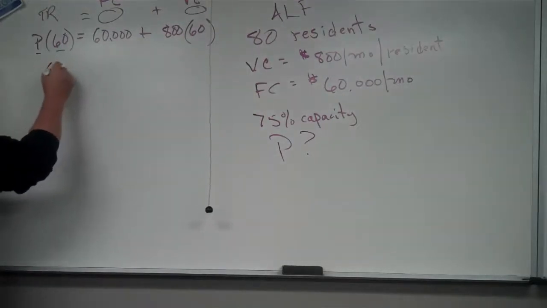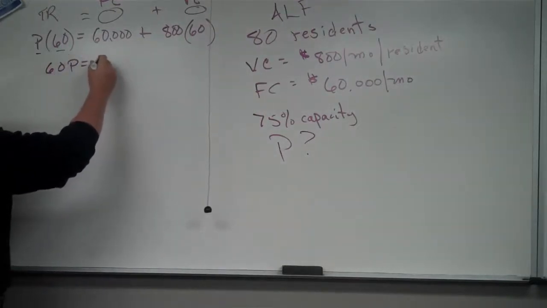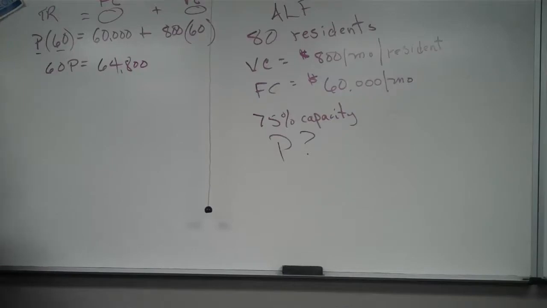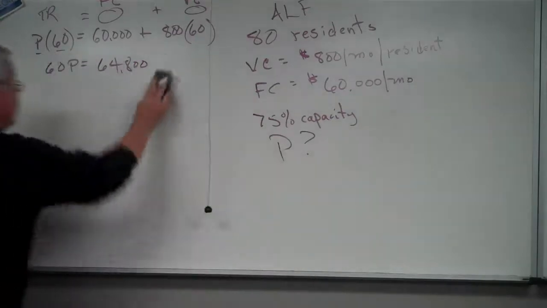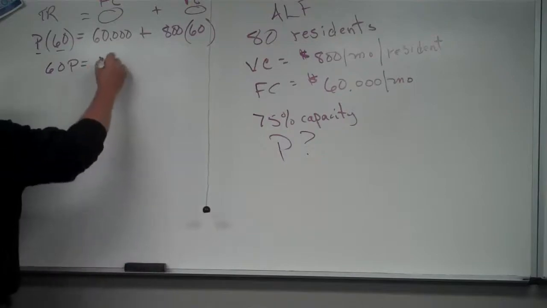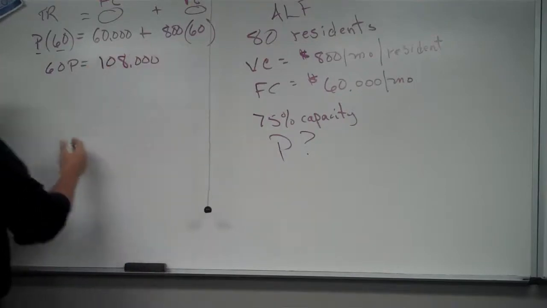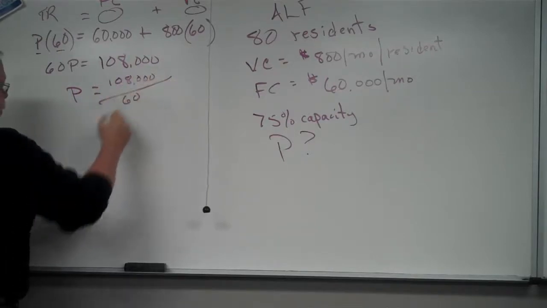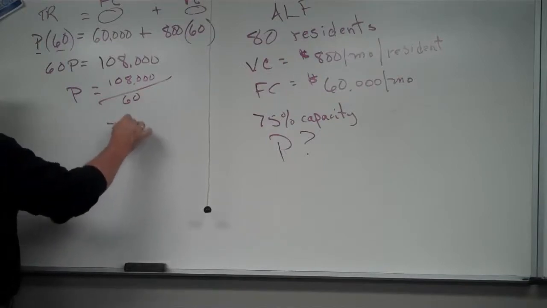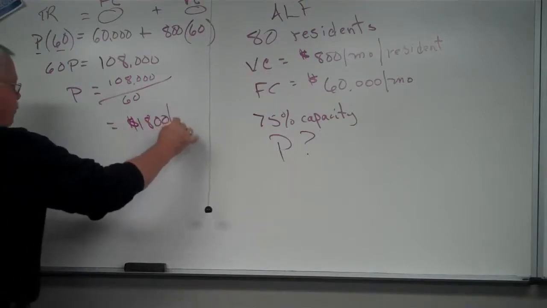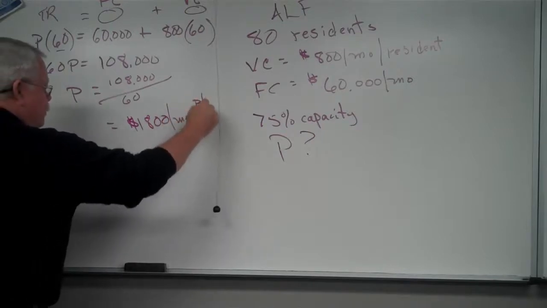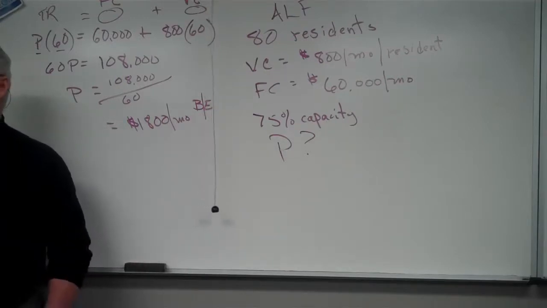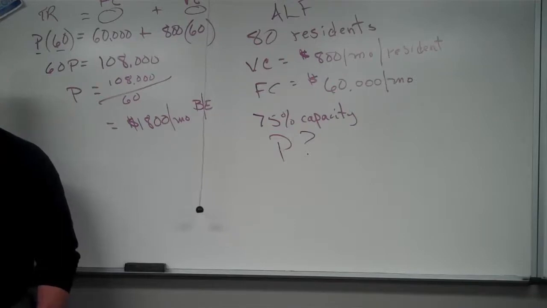From here I'm going to get 60 times P is 64,800. Is that right? No, no. Not doing that very well in my head, am I? Yeah, 108,000. Dividing through then, P is 108,000 over 60, which is how much? 1,800? $1,800 a month for break even. Now, if you could find a residence in an assisted living facility for that today, I'd run away from it because it's going to cost about 4 times that, minimum.